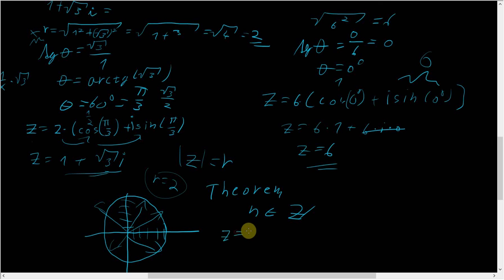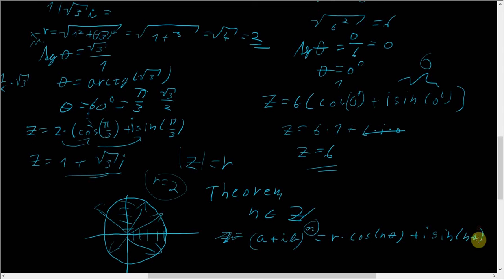So what it states is that z is equal to a plus ib to the nth power is equal to r times cosine of n theta, notice n, plus i times sine of n theta. That's another way to put it.